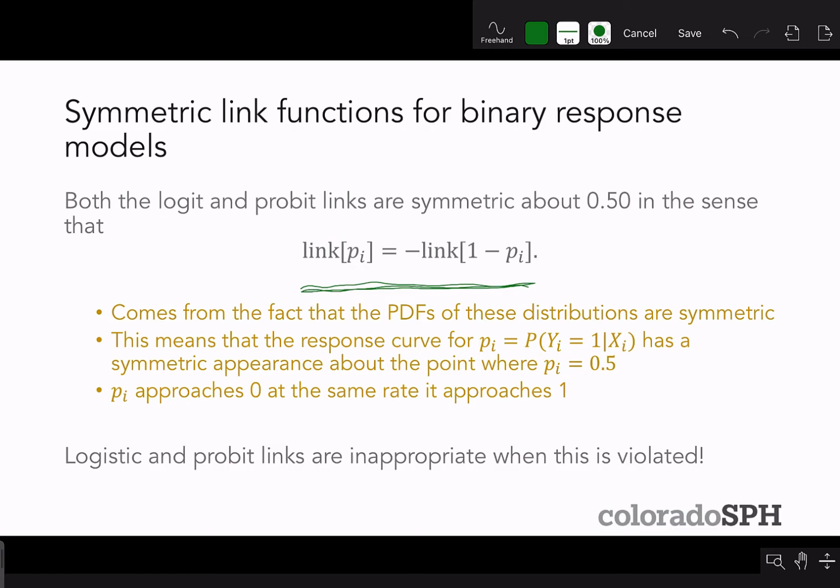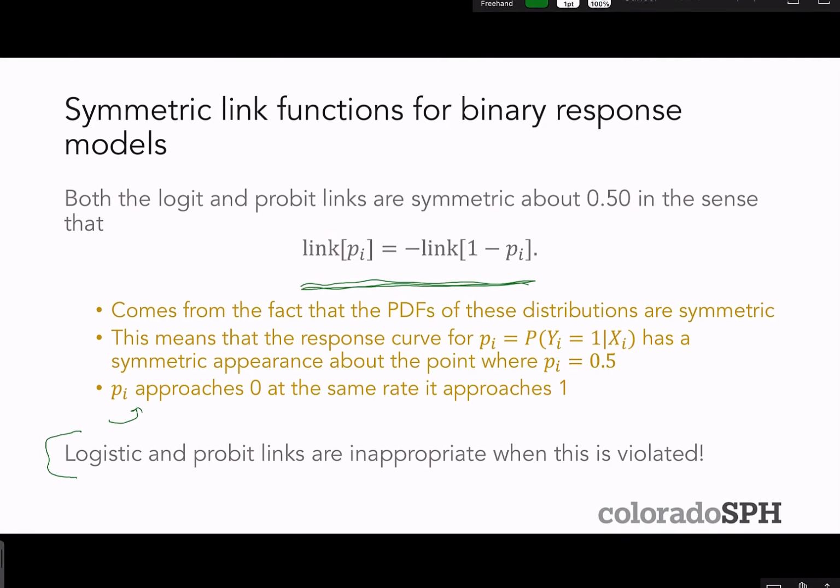And in the case of using these as link functions, this means that the response curve for the probability that y equals 1 given xi has a symmetric appearance about the point where pi equals 0.5. Meaning that the probability approaches 0 at the same rate it approaches 1. And so this is sort of an implicit assumption that you're making when you choose a logistic or a probit link. And in cases where that's violated, these links are inappropriate to use.